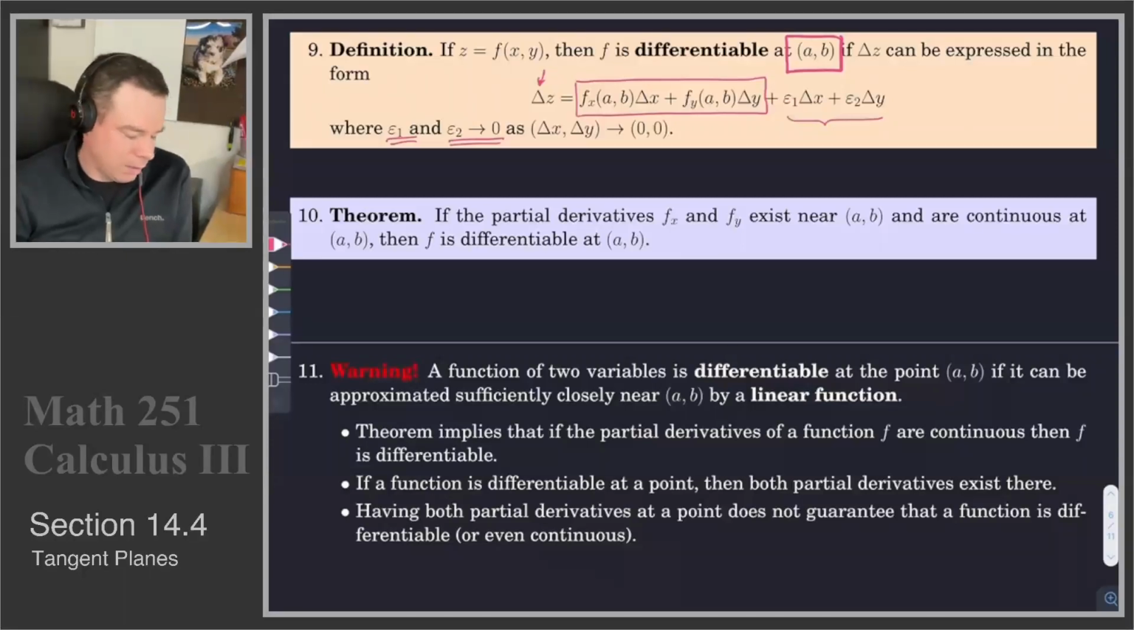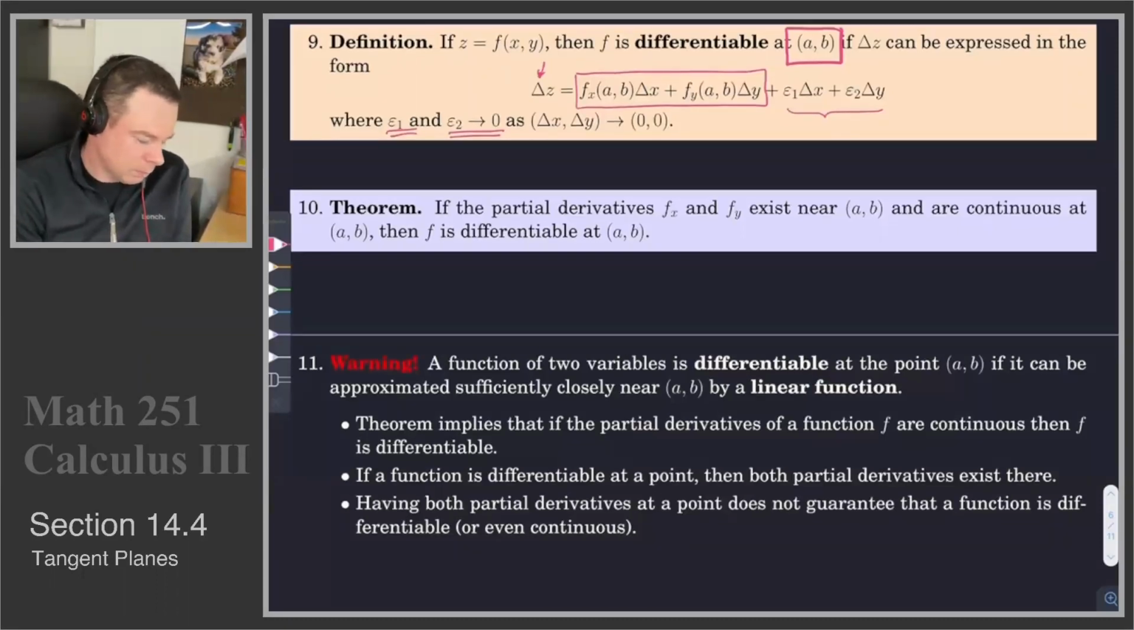So if delta x and delta y are close to 0, that means we haven't moved very far away from the point. And so that little adjustment factor is almost negligible. I don't have to move very much aside from being just on the tangent plane. So this statement here is really just saying that the tangent plane is a good approximation of the surface near that point. And that's what it means to be differentiable.